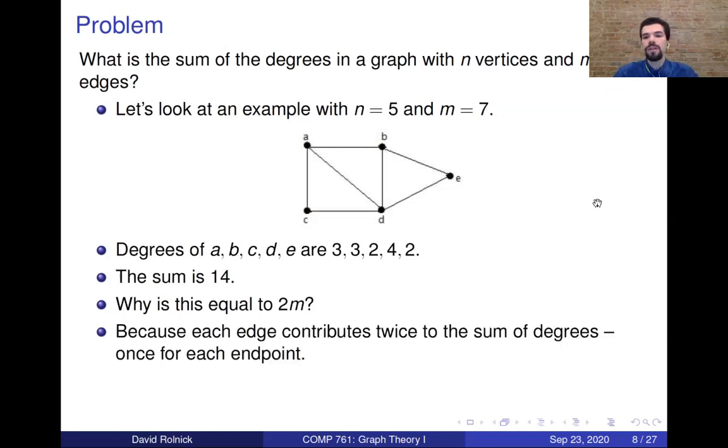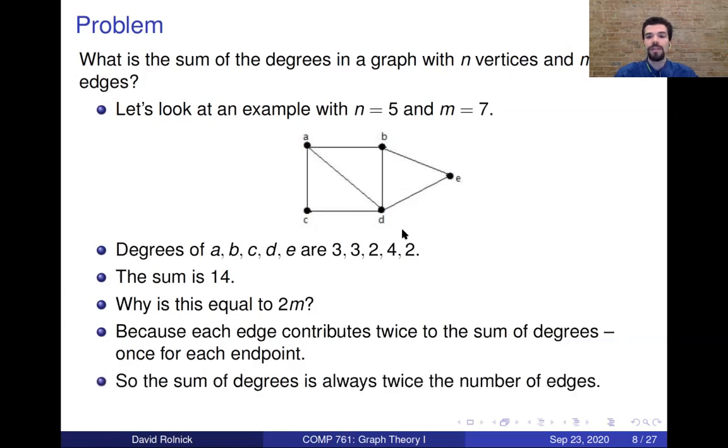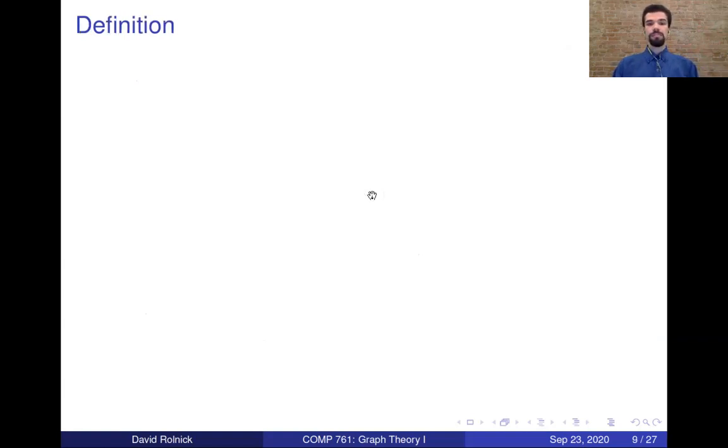Yeah, if you're summing up these degrees, each edge is going to contribute to 2 different degrees. So this edge, for example, adds 1 to the degree of A, it adds 1 to the degree of B. This edge adds 1 to the degree of C, adds 1 to the degree of D. So if you count up the edges, each one will contribute 2 to the sum of degrees. And so the overall sum of degrees is going to be 2 times the number of edges. This is a very simple fact, but it is important, and it turns up quite a bit. It'll actually turn up later. Okay.